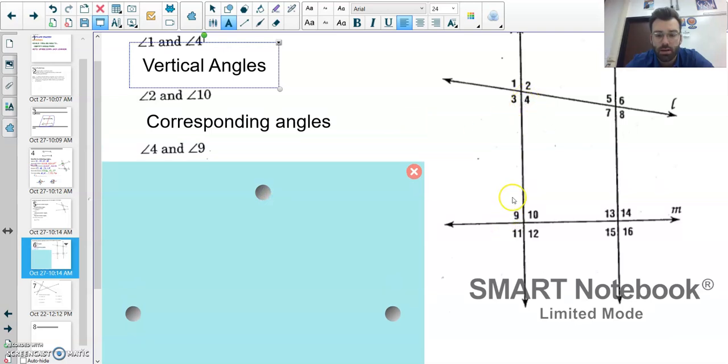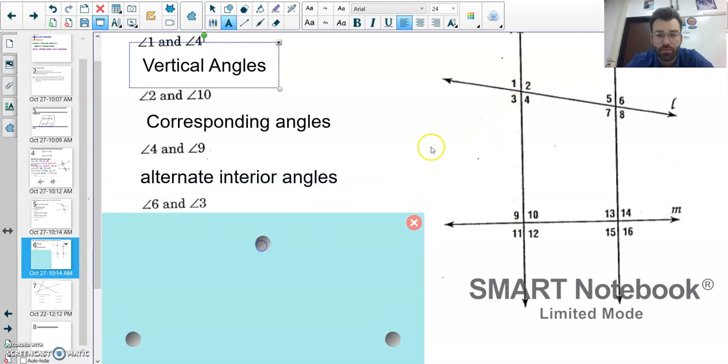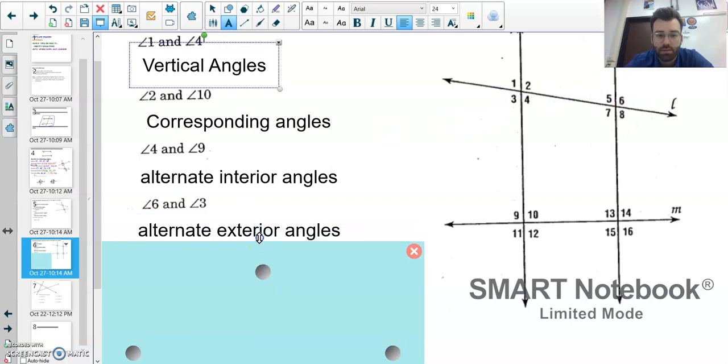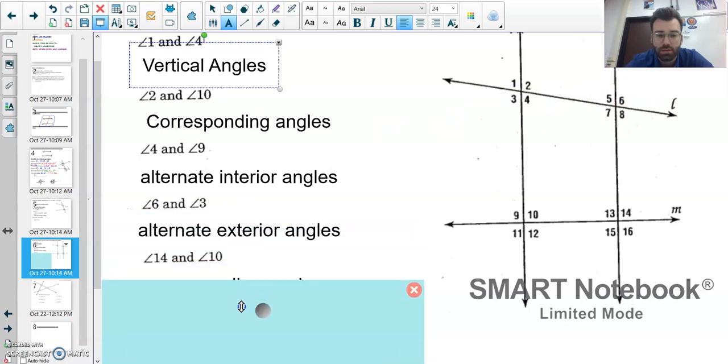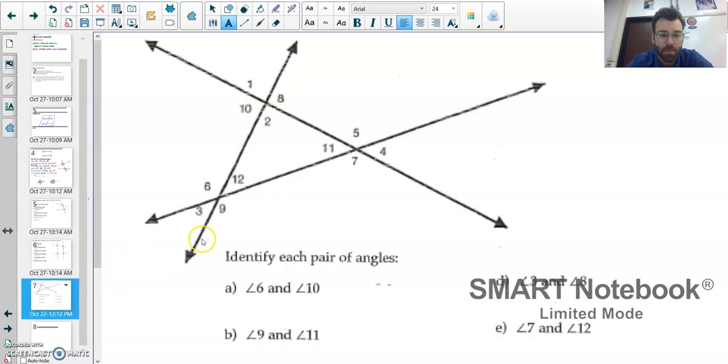4 and 9 are interior, and I'm jumping across the transversal, so they're alternate interior angles. 3 and 6 are exterior, and they're not on the same side, so they're alternate exterior angles. 14 and 10, same position, corresponding, and 7 and 13, same side of the transversal, so same side interior. More identifying angle pairs.